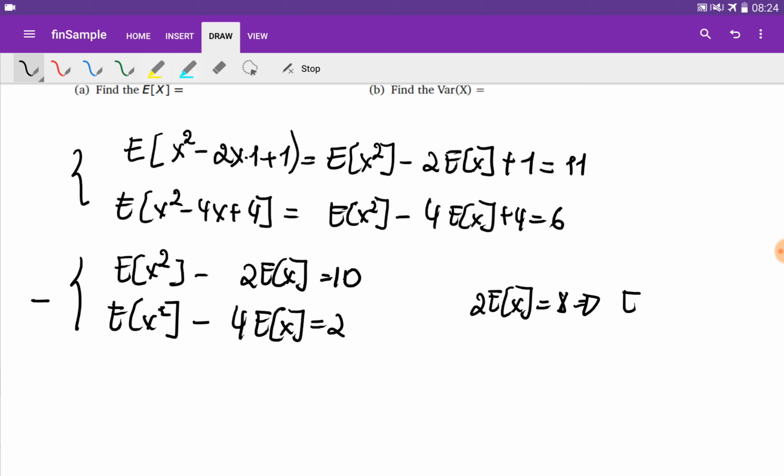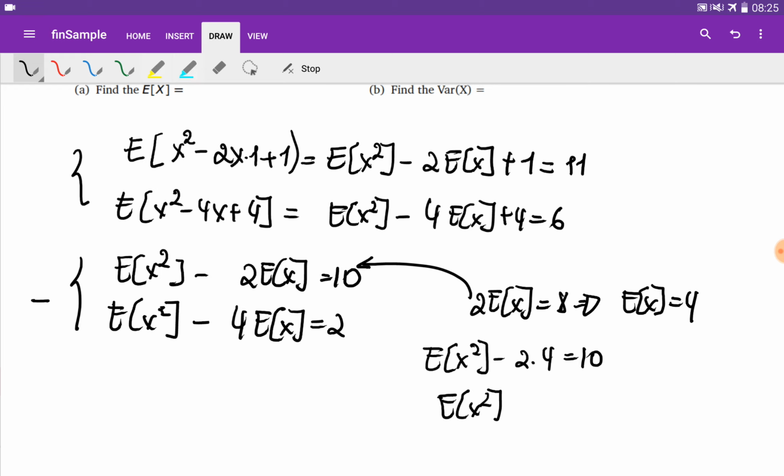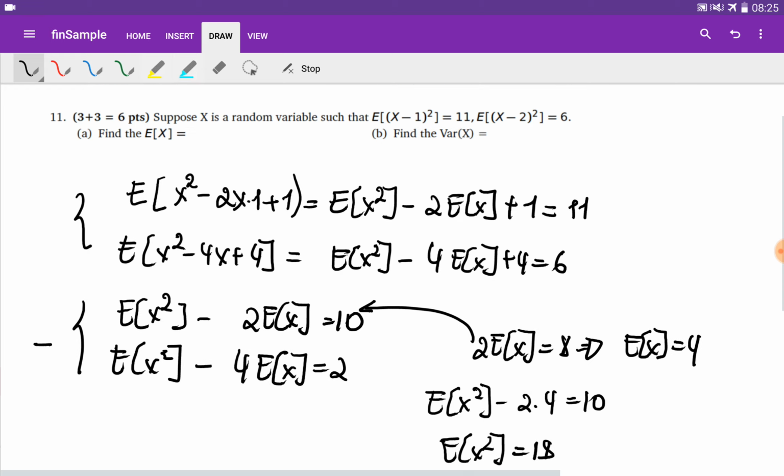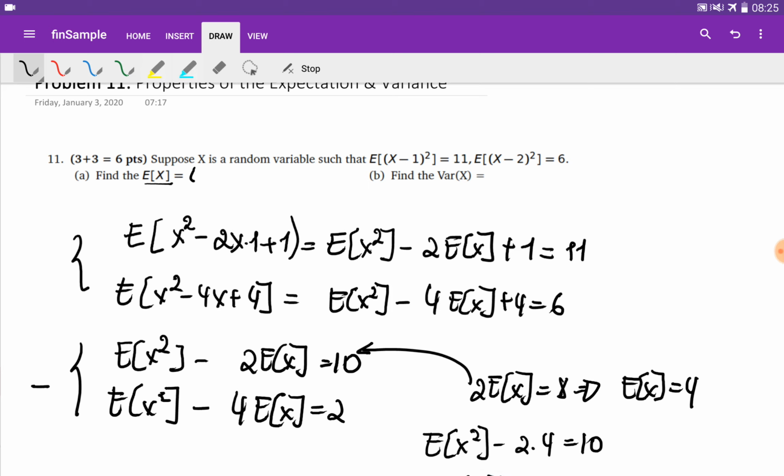From here we find that the expectation of x is equal to 4. If we substitute this into one of them, for example here, it's going to be the expectation of x squared minus 2 multiplied by 4 is equal to 10. It means that the expectation of x squared is equal to 18. The variance is going to be the expectation of x squared minus the expectation of x squared, which is 18 minus 4 squared, which is 16, so it is equal to 2. This is the solution for all the problems.